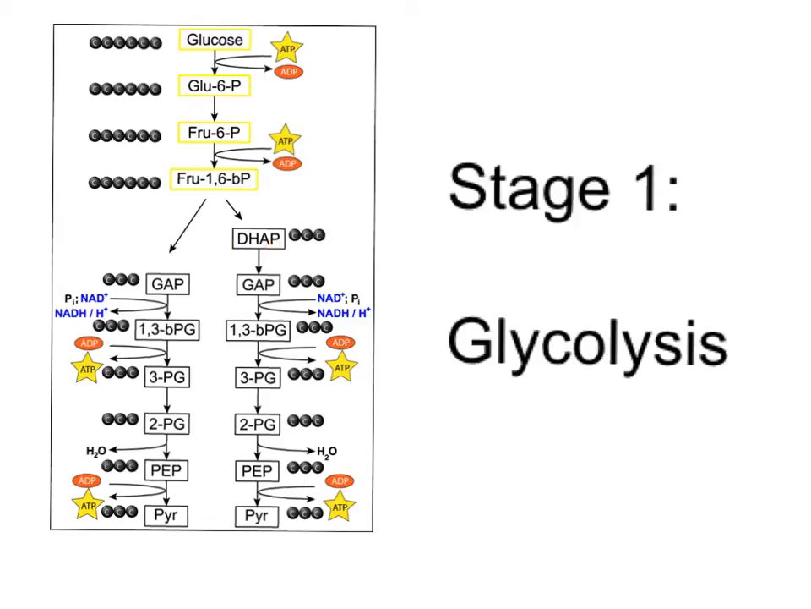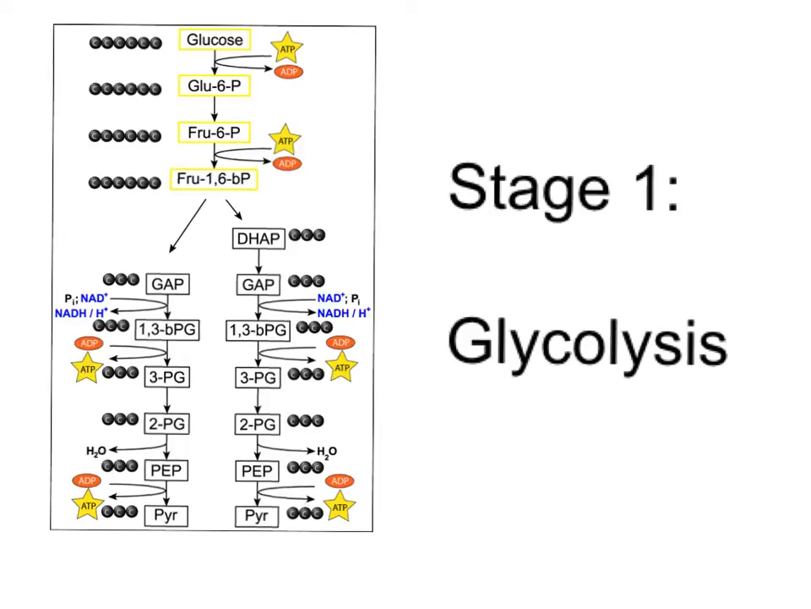DHAP converts to G3P, so the end result is 2 G3P molecules. 2 G3P are converted to BPG, and NAD+ gets reduced to NADH. BPG is converted to 3PG. A phosphate group from BPG phosphorylates ADP to ATP.